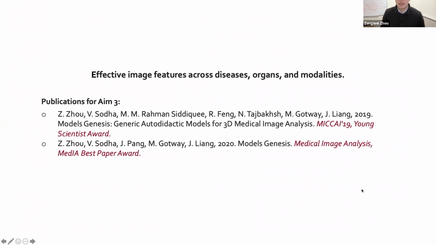modality. This work was first presented in 2019 and received a Young Scientist Award at the MICCAI conference. This work was also published in the Medical Image Analysis journal and received the Best Paper Award.